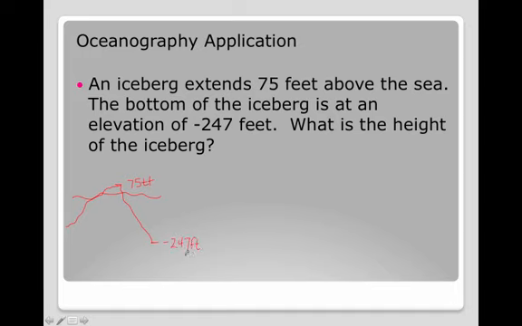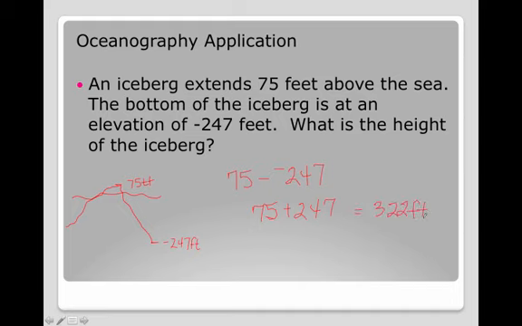Okay, so we're being asked to find the height of the iceberg. Well, let's think about this. I know that I'm starting at 75 and I'm finding the difference because I want the elevation from a positive number to a negative number. I need the difference. So I'm looking at 75 minus negative 247. Remember, we're adding the opposite. So 75 plus 247 is 322 feet.